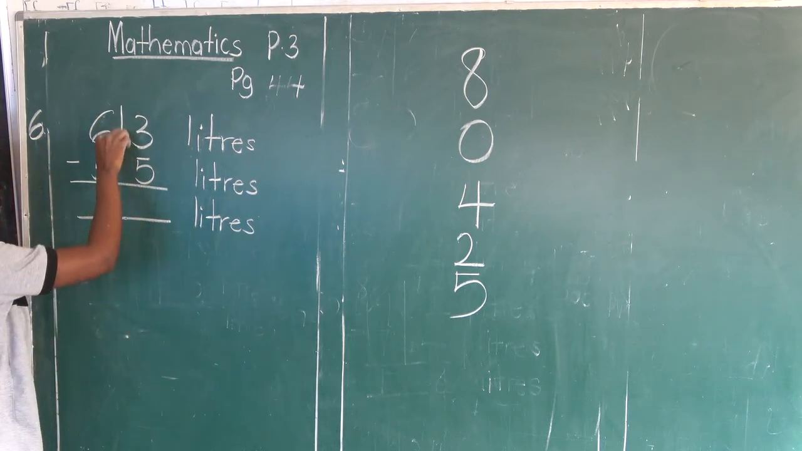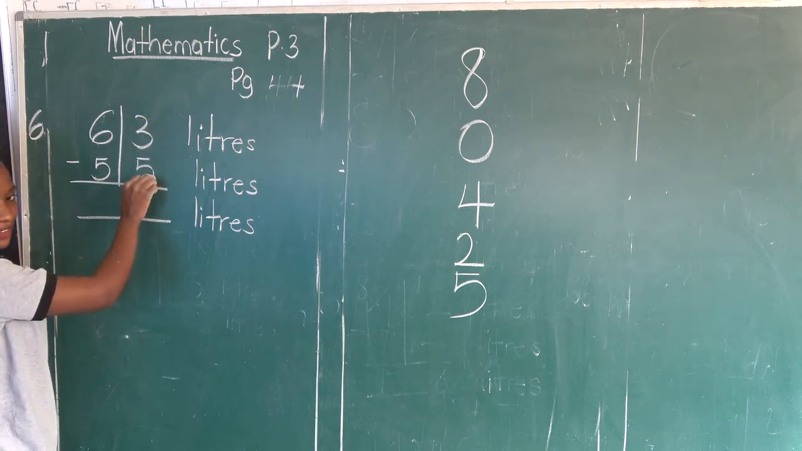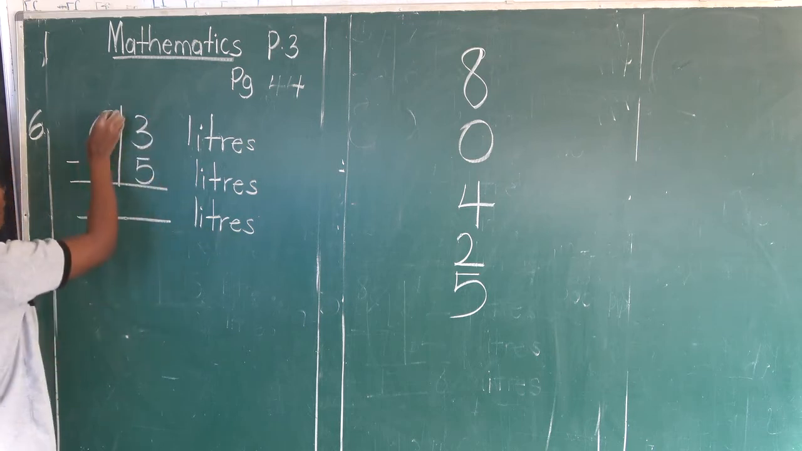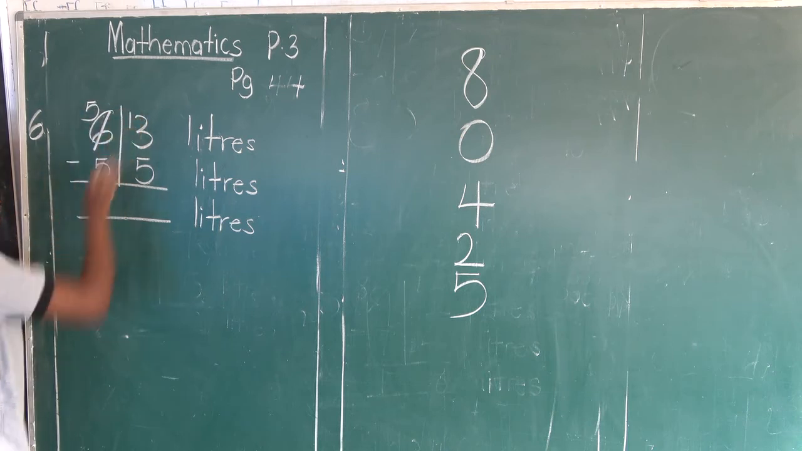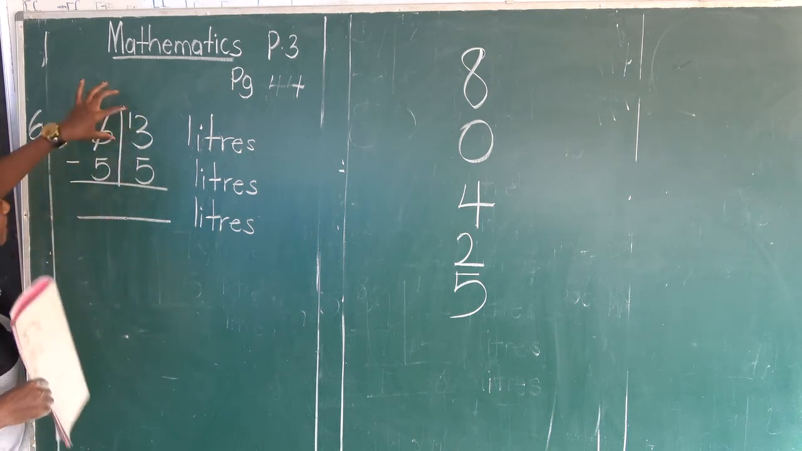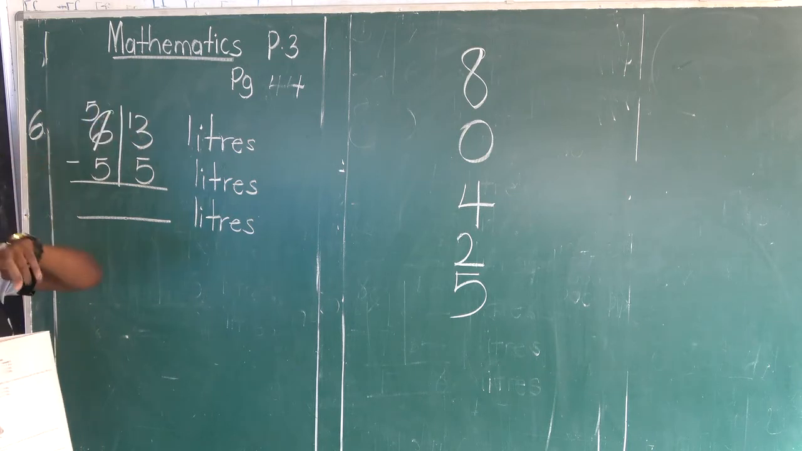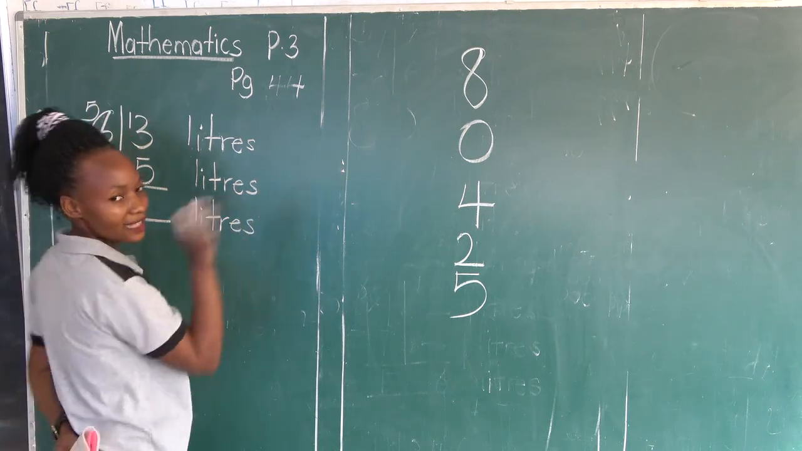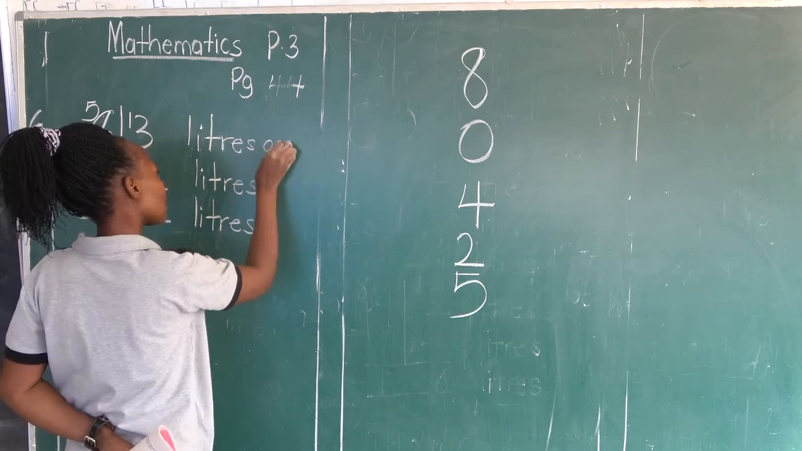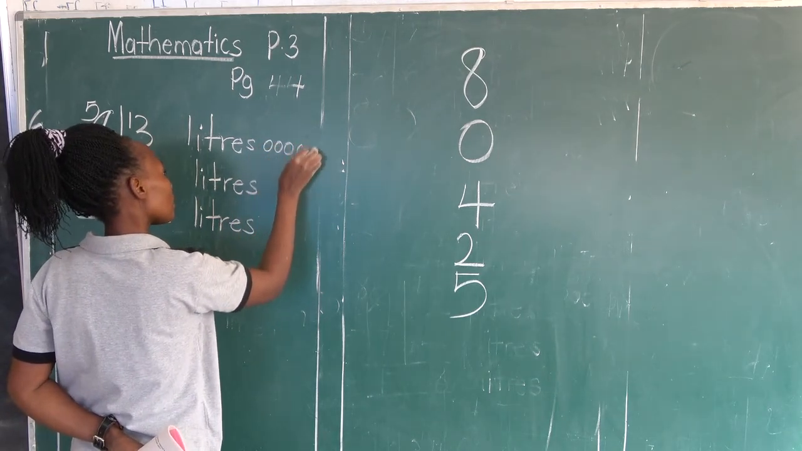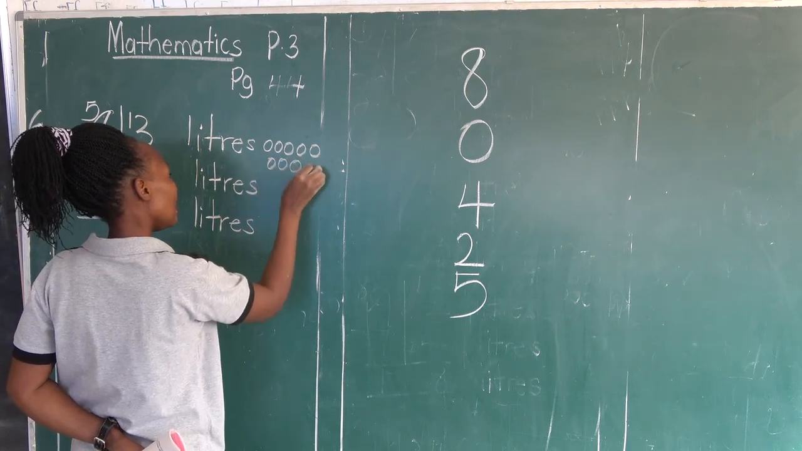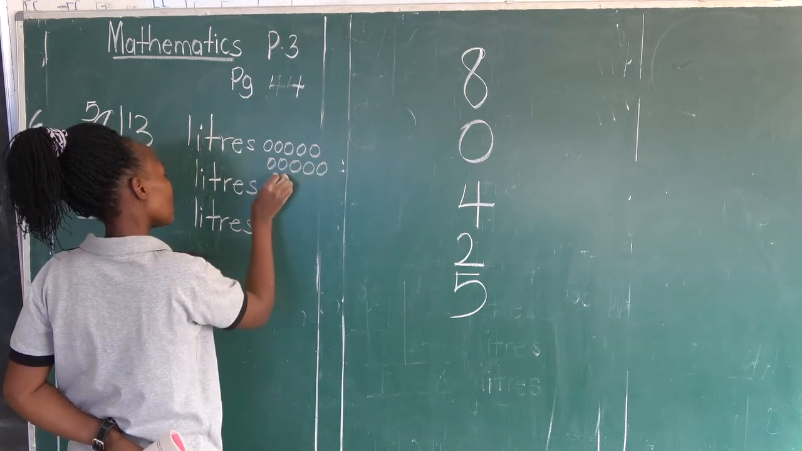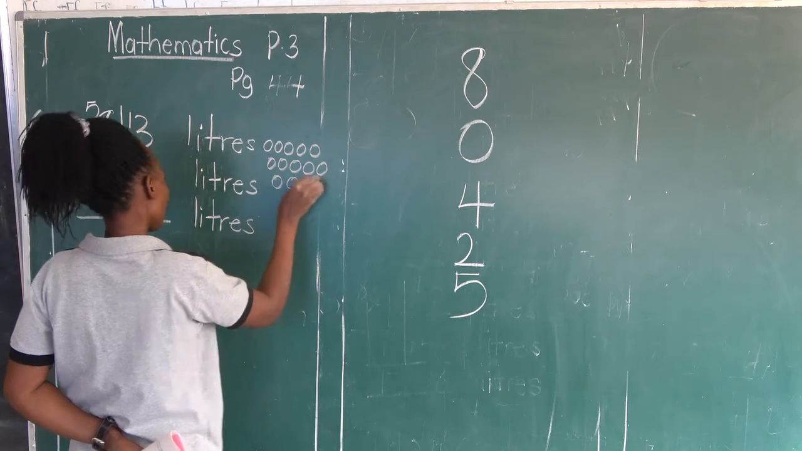Then we draw our line in the middle first. Here under ones you have 3, take away 5, which is impossible. Then we borrow 1. Here we shall remain with the 5. Here it will be having 10. 10 plus 3, that is 13. Now we are going to draw the 13 balls. 1, 2, 3, 4, 5, 6, 7, 8, 9, 10, 11, 12, 13.